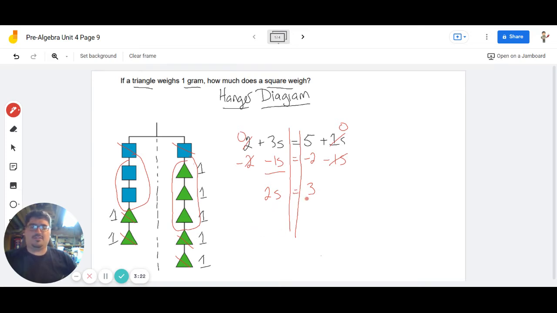If 2 squares are 3, then 1 square, because we want to find, if 1 triangle is a gram, how much does a square weigh? We want to find out. 1 square is, well, 1.5, or 3 halves.